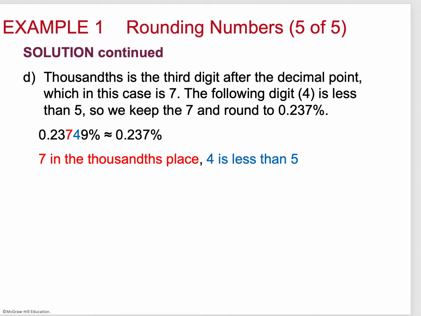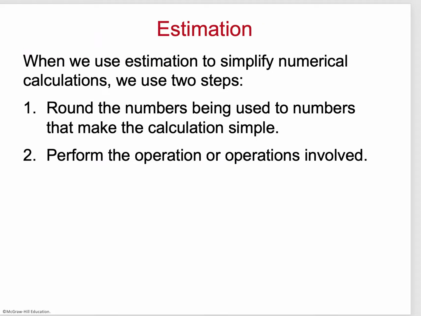So the key here is to make sure that you're understanding the place value of the digit that we want to round. And so, kindergarten, first grade teachers, they spend a lot of time teaching place value, and it's not always apparent to students why they have to learn place value. Well, because when we get to estimation, it's really important that students understand what it means so they can round proficiently. So when we use estimation, we're trying to simplify calculations.